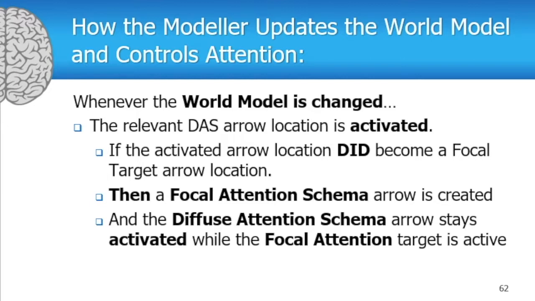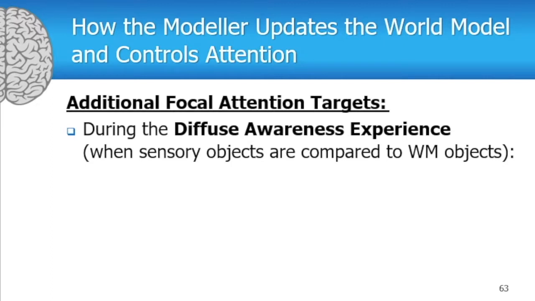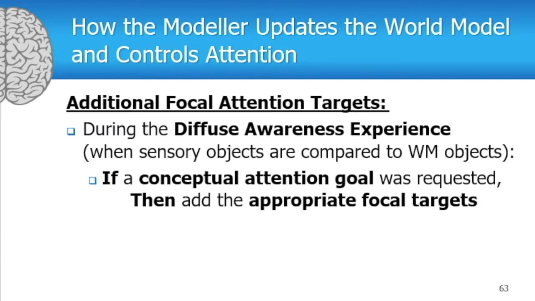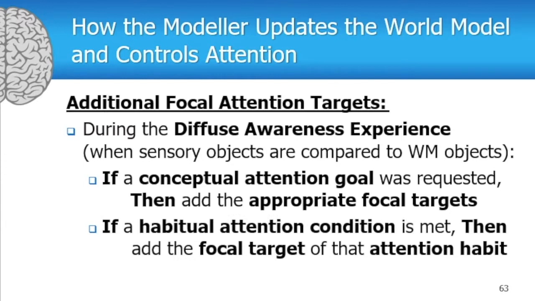Now there are a few additional focal targets that need to be generated due to requests from the controller. During the diffuse awareness experience, when all sensory objects are compared to the corresponding world model objects, if a conceptual attention goal was requested by the controller, then the modeler needs to add the appropriate focal target to match that goal condition. One example of this case was a conceptual attention goal that asked for focal targets for any red objects in the crowd. Finally, if a habitual attention target condition is met, then add the focal target specified by that attention habit. For example, an example of this case was the habitual attention condition of when I'm an outfielder, then add a focal target for the ball hit by the batter.